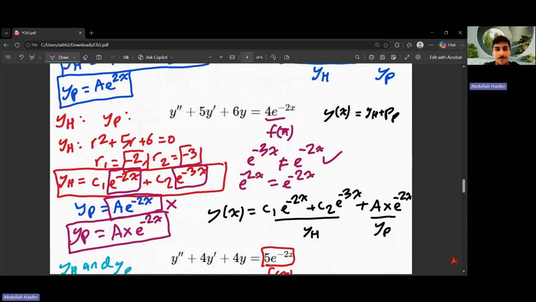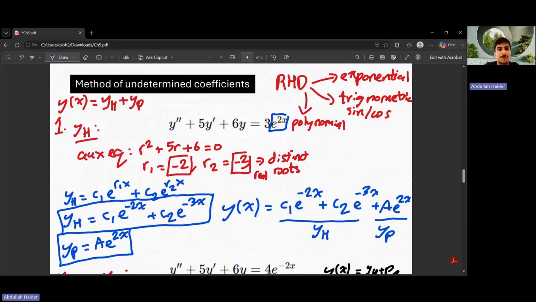So a general summary: you have to solve a question using the method of undetermined coefficients whenever you don't have a zero on the right side. What you do is you find the homogeneous solution and the particular solution. Homogeneous solution is as before. You write this in terms of R and find the roots. And since these are distinct roots, you have C1 e power negative 2x plus C2 e power negative 3x. And to find yp, you take the constant here as it is, but in terms of A. 3 becomes the A, and you take the exponential as is.